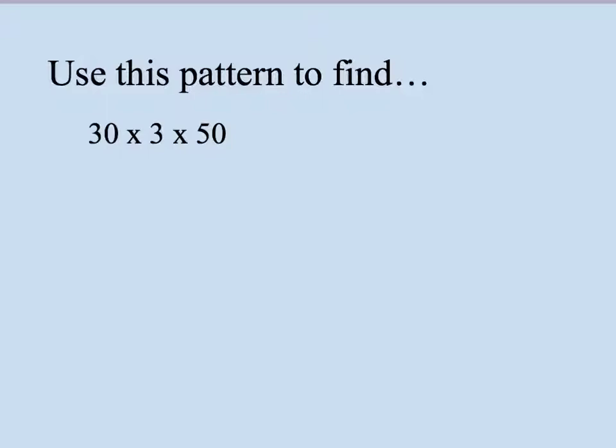We're going to use the pattern that we talked about on the first slide in combination with the multiplication properties that we know to find the product of 30 times 3 times 50. We have a couple of different options here. If you'd like to, you could group together 30 times 3. We know from the first slide, the pattern we found when multiplying by multiples of 10, that we can do 3 times 3, which is 9, and then add 1 zero, which is on the end of that 30. Then once we have that product, you can multiply it by 50 to find your final product.